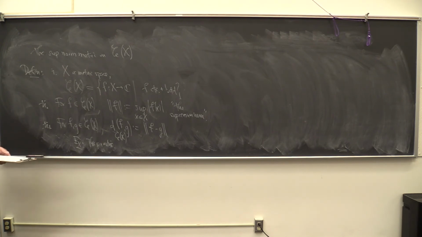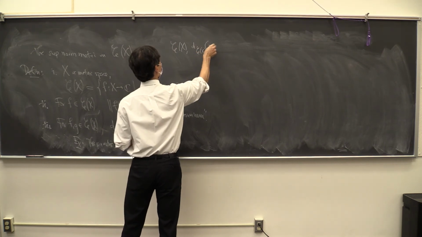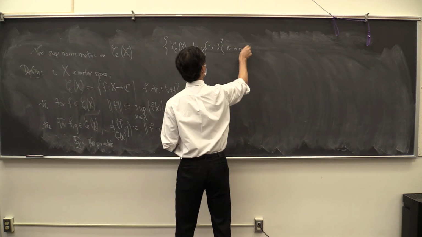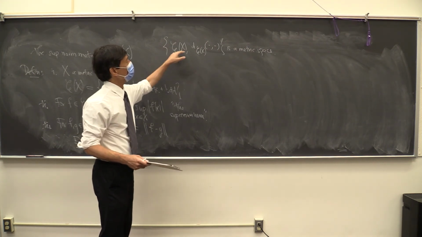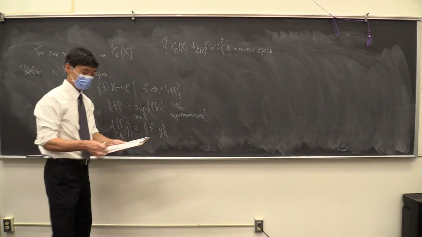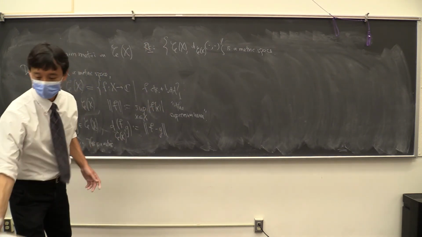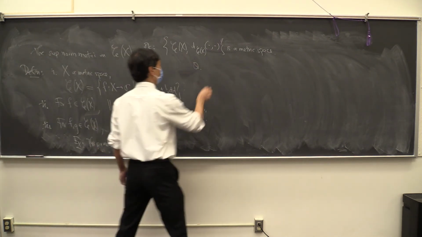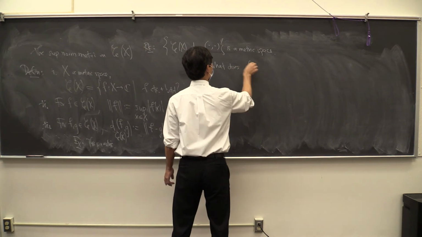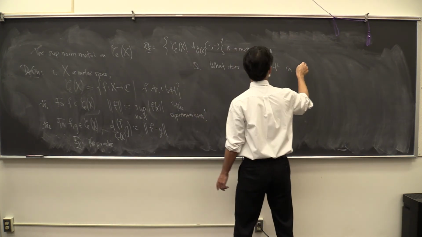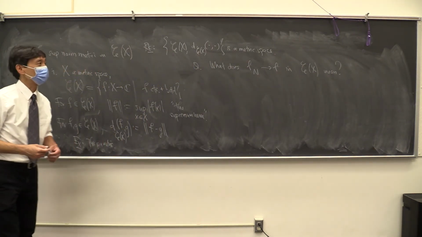Okay, so that gives us a metric space. The bounded and continuous functions on this metric space with this sup norm related distance is a metric space. Okay, so let me ask you, what does F_n converges to F in this metric space mean? What does convergence in this metric space mean?